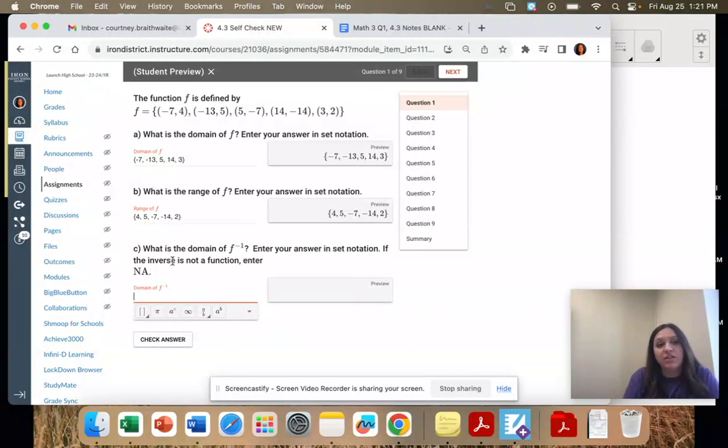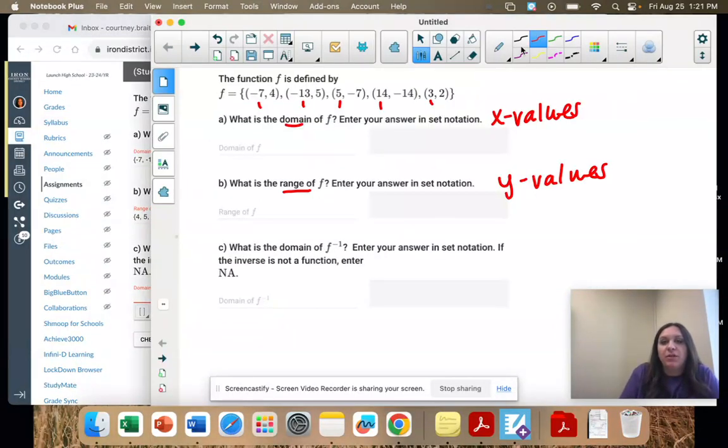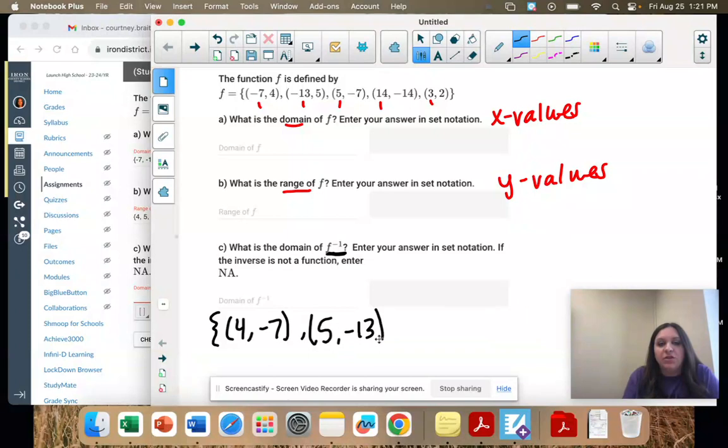Okay, if the inverse is not a function, enter NA. So remember, if I were to take the inverse, all of these would switch. So remember, that means inverse. So the inverse would be the set of 4, -7, 5, -13. I'm switching all of the values x, y. And then it asks, well, is it even a function?